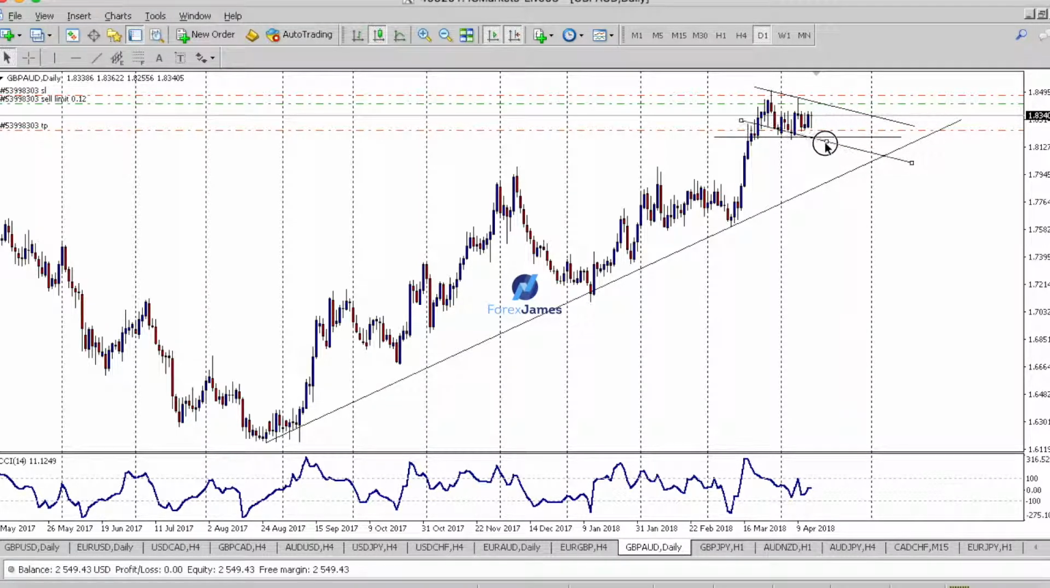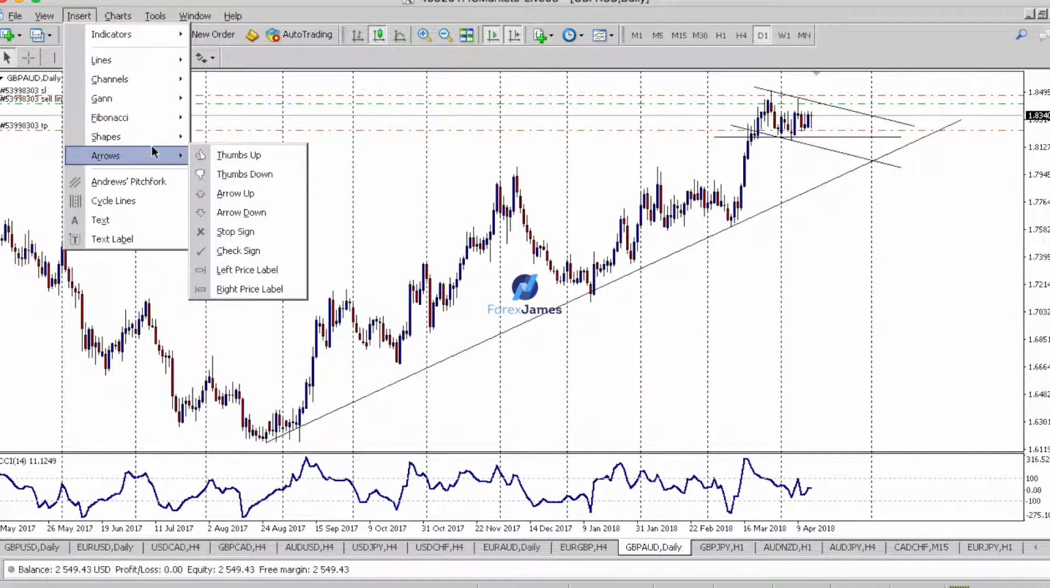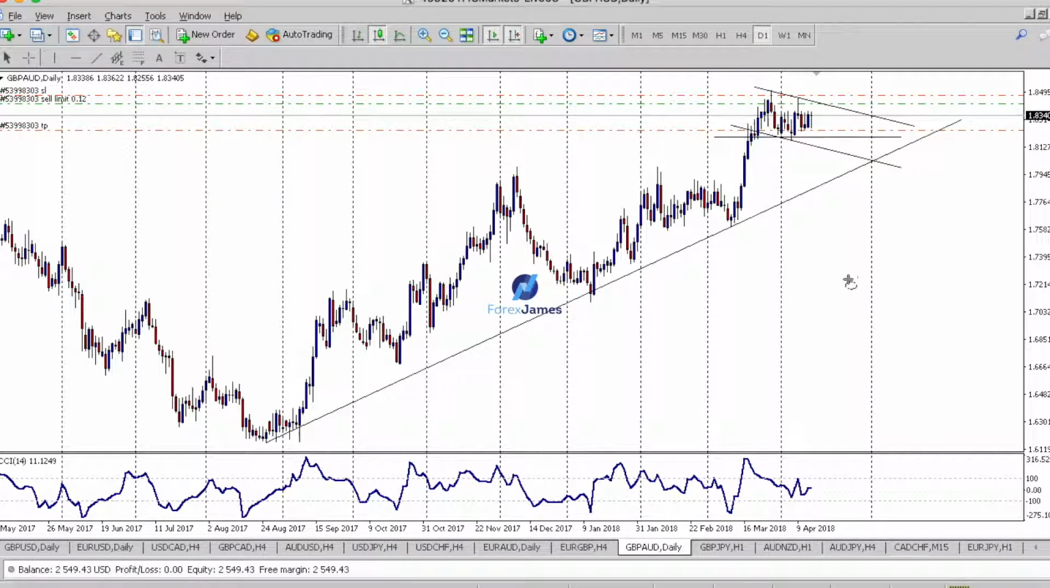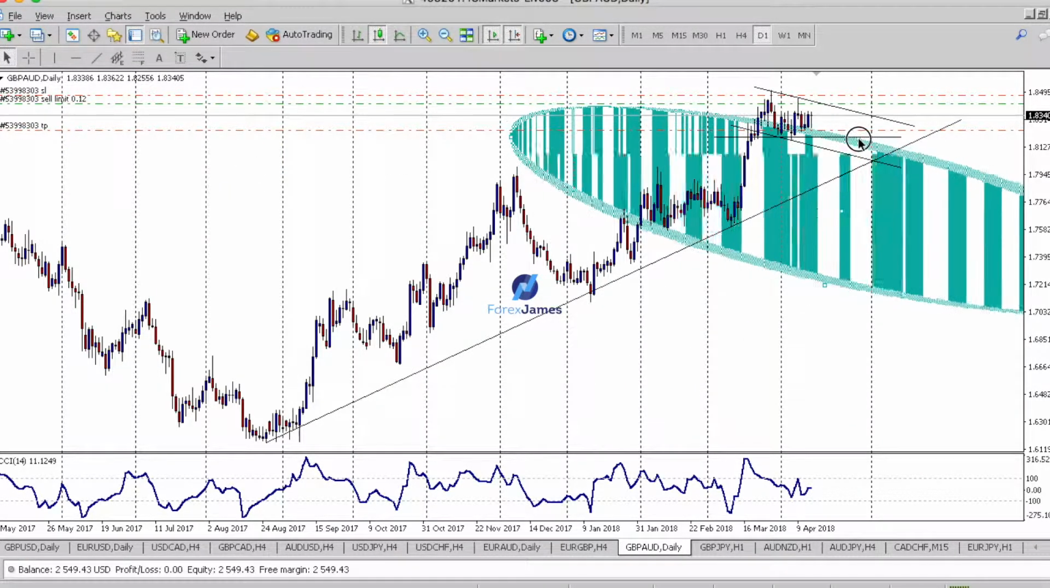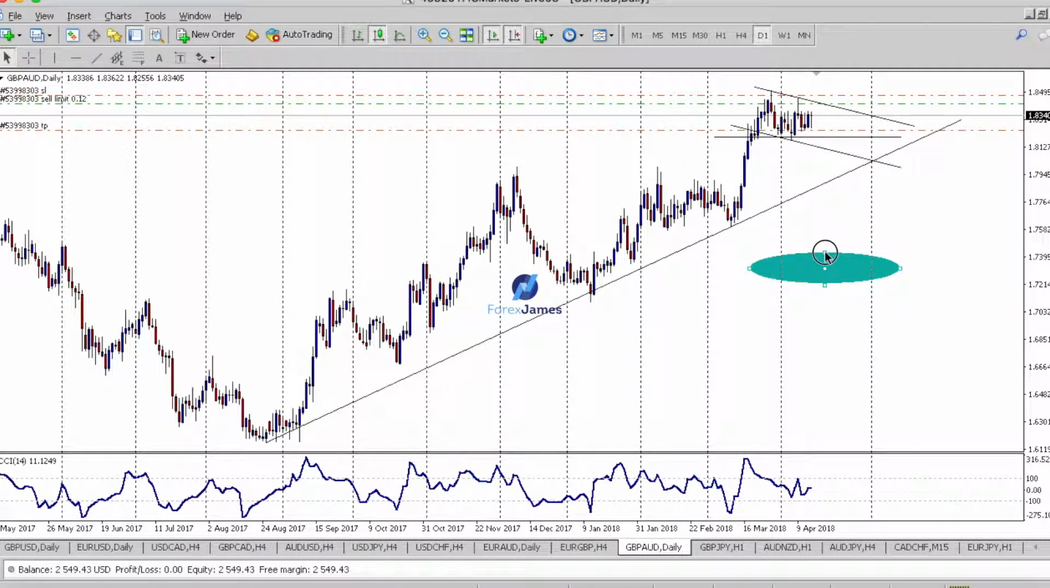And once price respects this trend line here and goes lower, this is gonna be a buy zone for us, this area. So I'll put in another oval, ellipse. Oops, right about there.